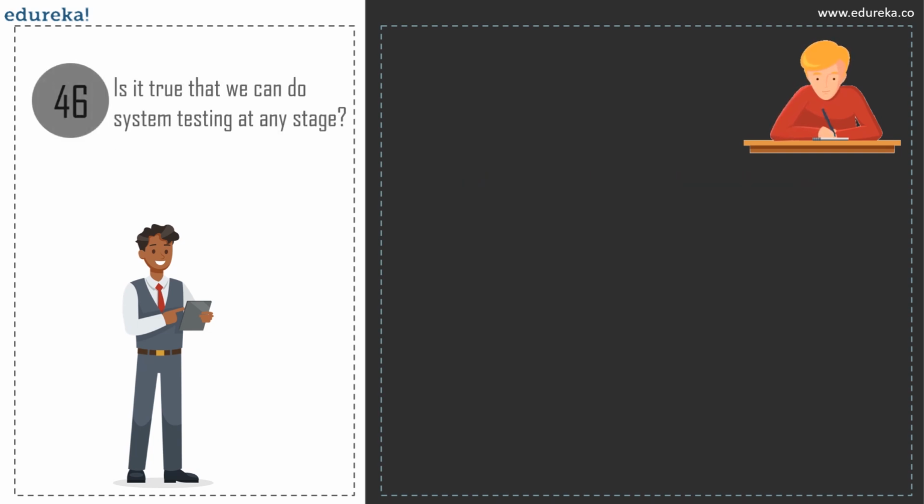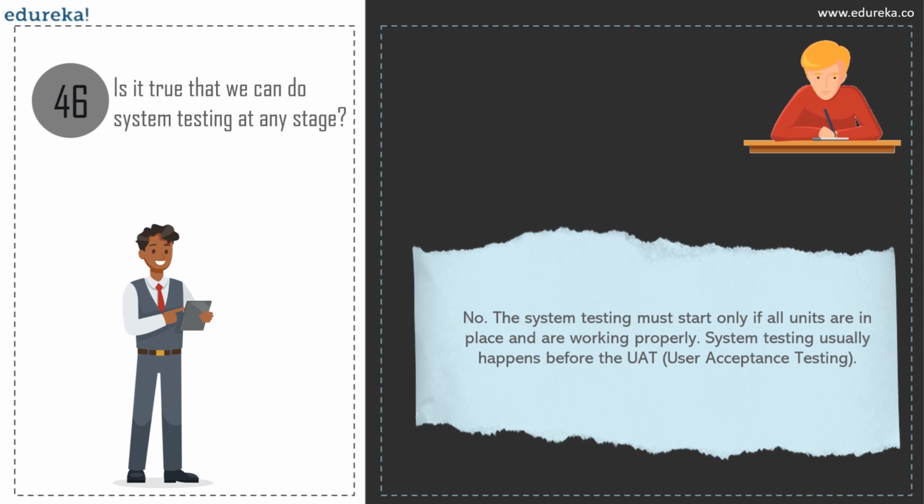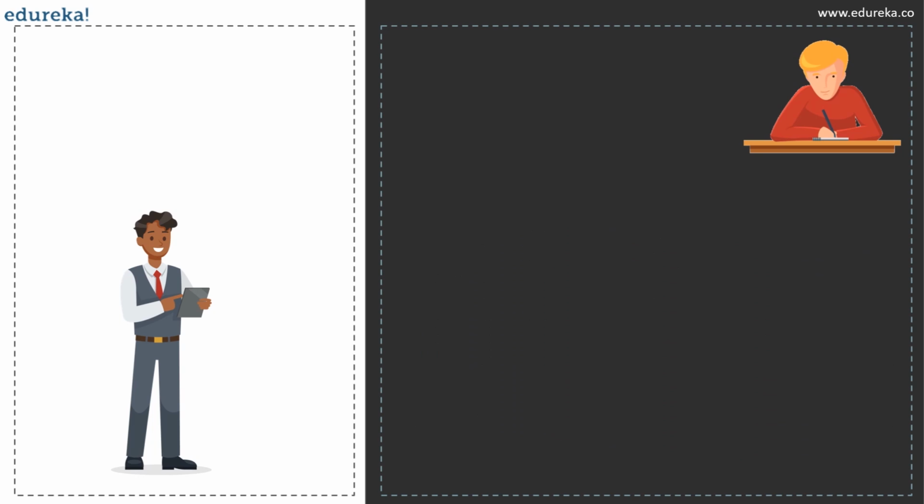Next question is, is it true that you can do system testing at any stage? In system testing, all the components of software are tested as a whole in order to make sure that the overall product meets the specified requirements. So, no, system testing cannot be performed at any stage. It can only start if all the units or modules are in place and are working properly individually. And another thing is that system testing happens before you perform user acceptance testing.